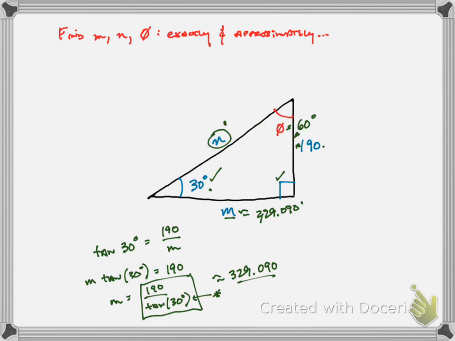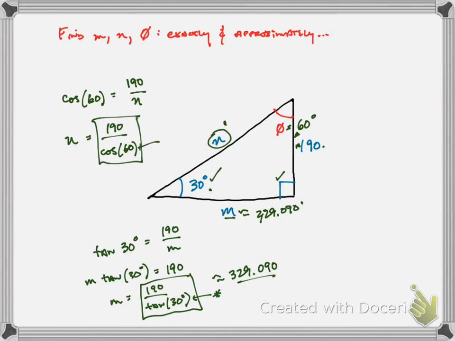So I'll start by saying that the cosine of 60 is equal to adjacent 190 over hypotenuse n. N, therefore, is exactly equal to 190 over the cosine of 60. That's exact, nothing's been rounded. Again, this number here we will talk more about in an upcoming class, and you'll be able to simplify this even more, but for now we'll leave it at that. And we could say that n is exactly equal to 380 because the cosine of 60 is 1/2. And again, we'll talk more about that in section 7.2.